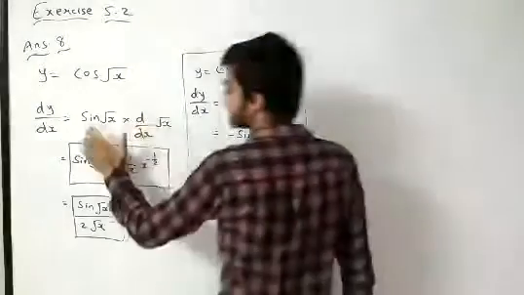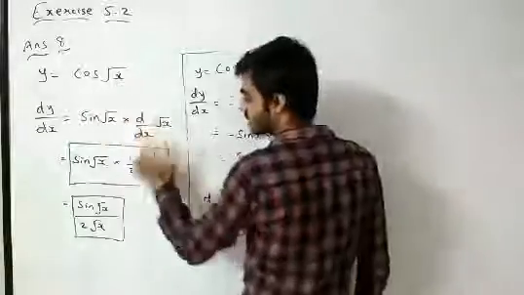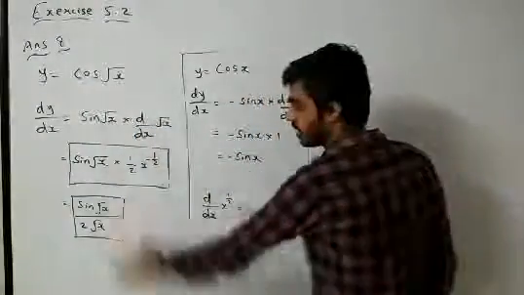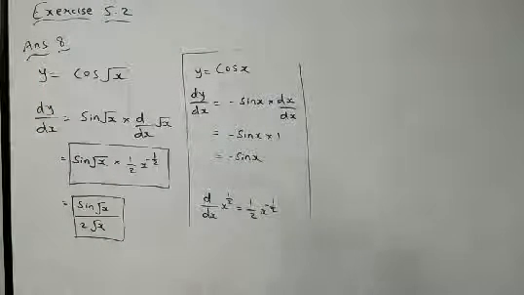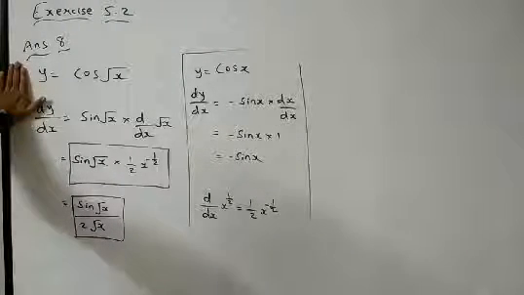So derivative of cos is sin, and then derivative of root x we have done, half into x raised to minus half. So this way we have completed our answer, right? I hope so. Answer 8 also you understood.